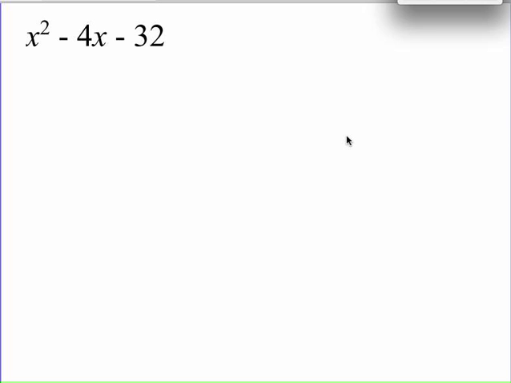So today what we're going to do is review some factoring patterns. You can adapt these to equations where they equal 0, but right now we're just going to think about factoring. Very first thing, if you look up here, I have x squared minus 4x minus 32. The first step is to see if there's anything in common. Is there anything in common here?